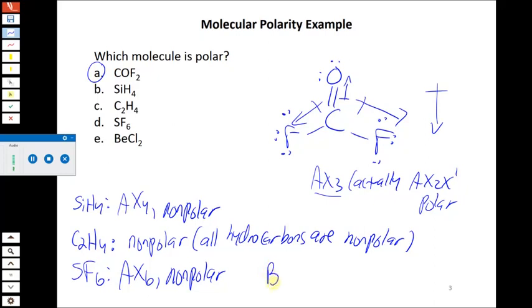And then BeCl2, we get AX2, which is a linear molecule. Any linear molecule with the same outer atoms will be nonpolar. So all the rest of these primarily fall into that shortcut: anything with no lone pairs on the central atom will be nonpolar. So A is the only one that would be polar in this set of molecules.